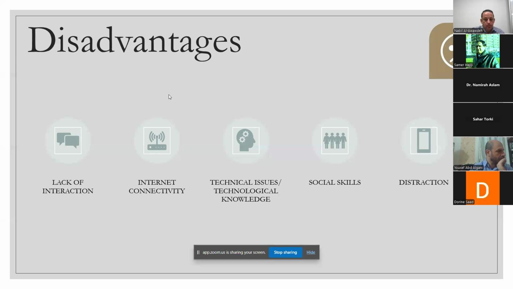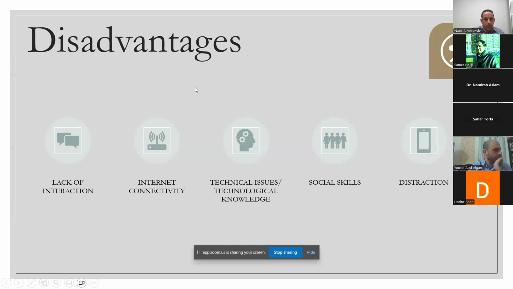The next disadvantage is that students cannot develop their social skills in online learning. We are human beings; we need to communicate with each other and develop our social skills so that in the future we can find a job. But unfortunately, in online learning, students cannot develop their social skills.